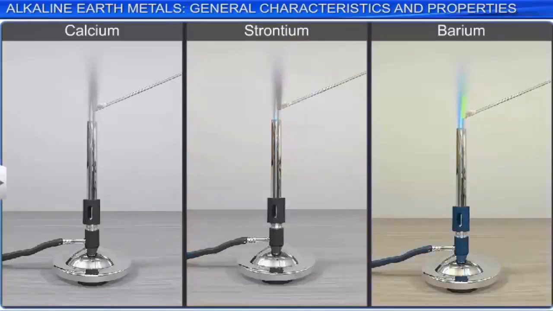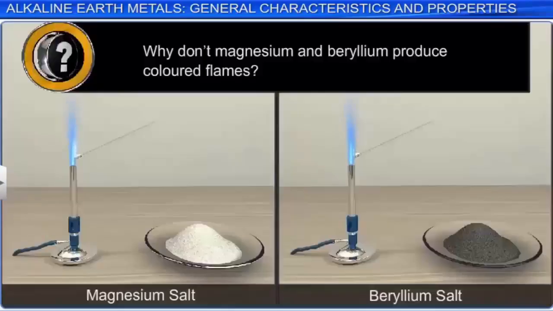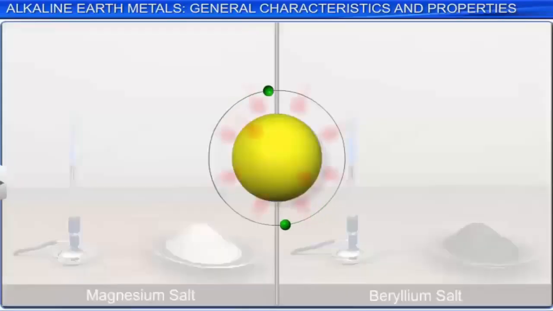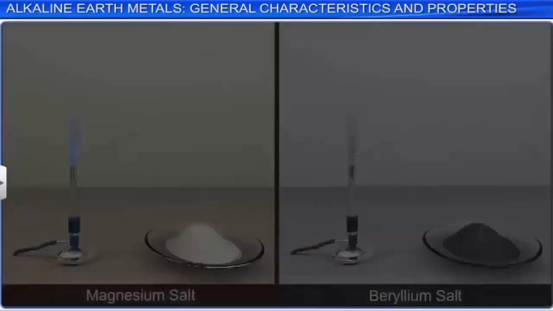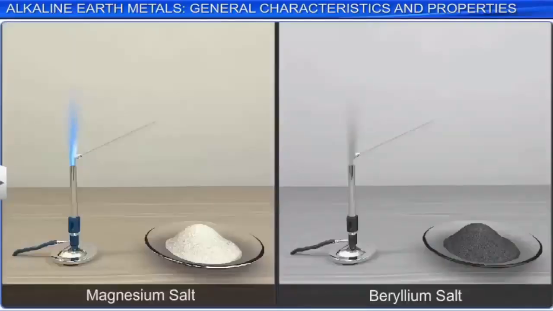Why don't magnesium and beryllium produce colored flames? The electrons are held tightly by the nuclei in these elements, and so the flames do not excite them to higher energy levels. Magnesium, in fact, will ignite in the flame and react with oxygen, giving off an intense white light.